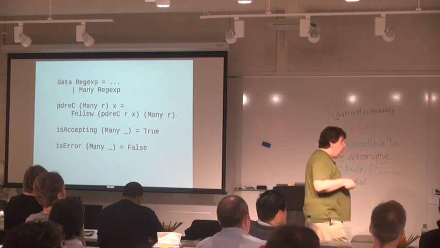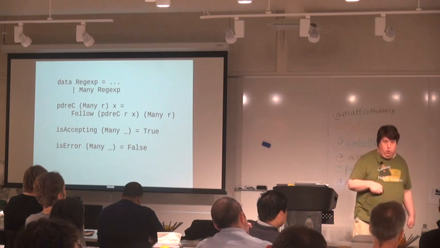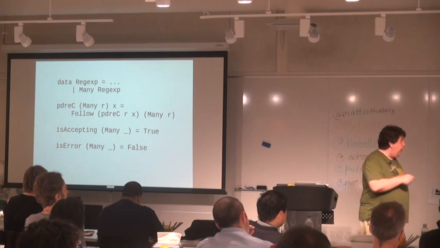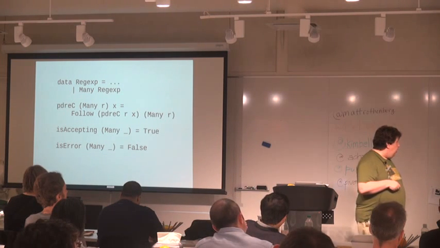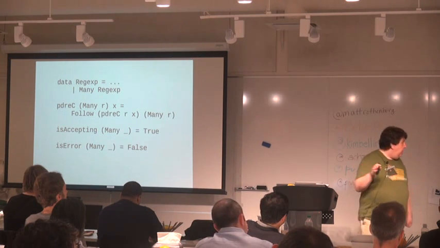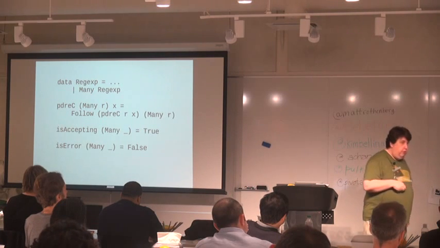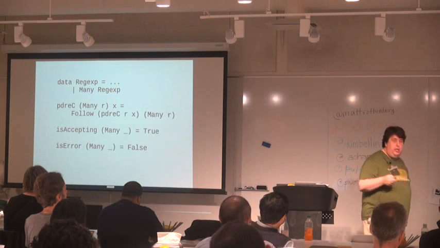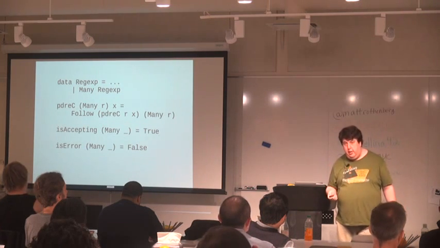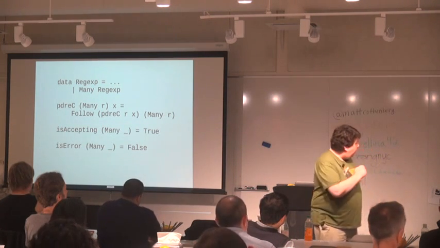Is accepting? It is always accepting. We have defined it as always accepting. Zero iterations of R is always legal. Is it an error? Again, this is false, I believe, but usefully false. No, it's not. I take that back. Because we have explicitly added the empty string, it is definitely not the error. It has at least one string in it. My mistake.